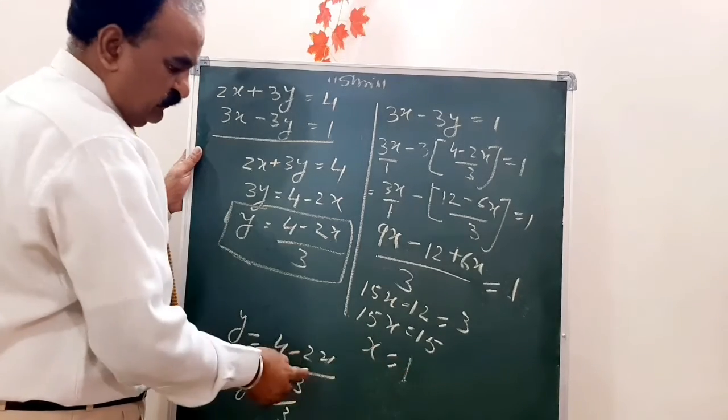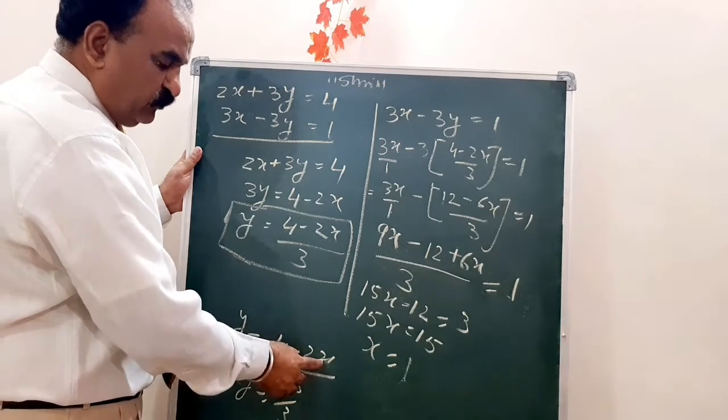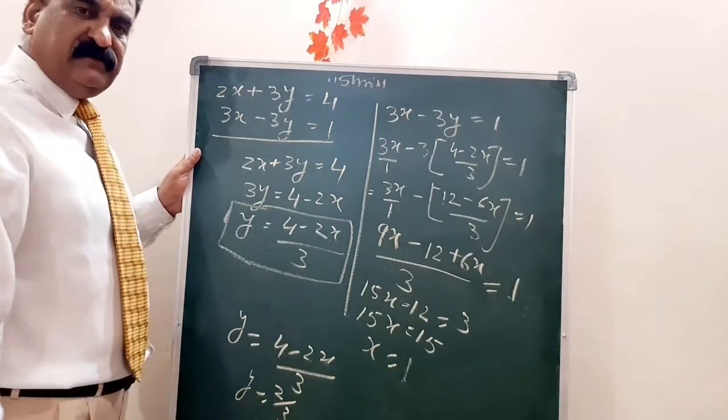Here x is equal to 1, you can put here. 2 into 1 is 2. So 4 minus 2 means 2. So 2 by 3. Answer is y is equal to 2 by 3.